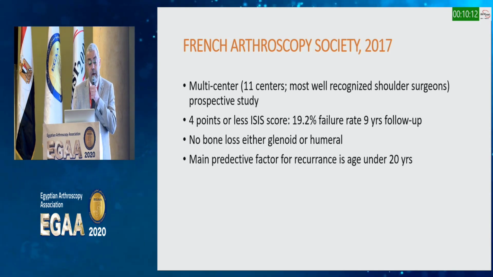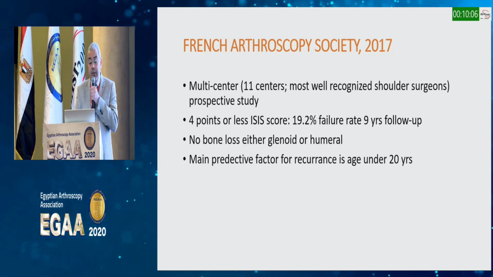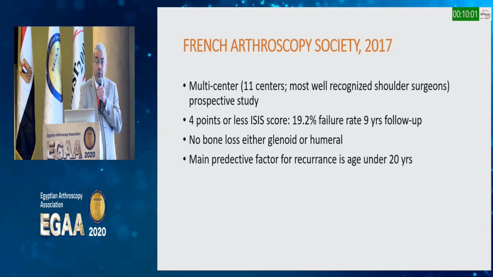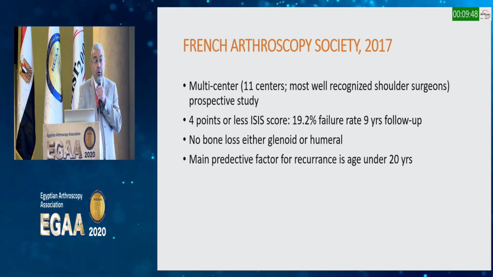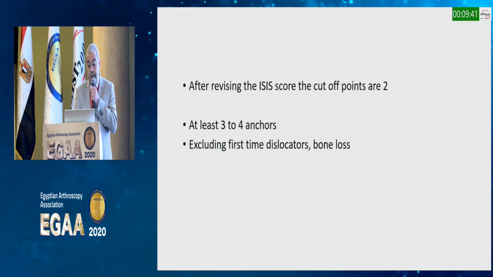And the French Arthroscopy Society 3 years ago, I know that the French are leading the world in the shoulder, in a multi-center study from 11 centers with the most well-recognized shoulder surgeons all over France, in a prospective study, they found that 4 points or less of ISIS score gave about 20% failure rate at 9 years follow-up, provided there is no bone loss, either glenoid or humeral, and the main predictive factor for recurrence remained age under 20 years.